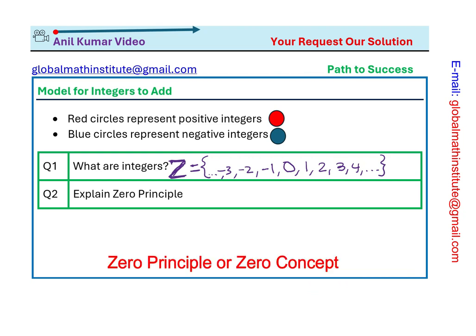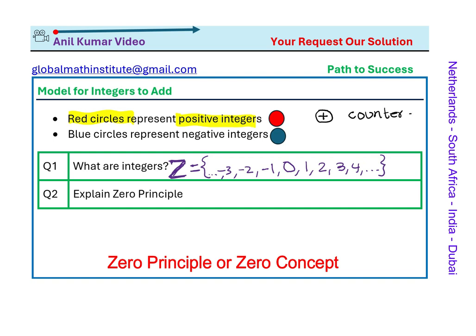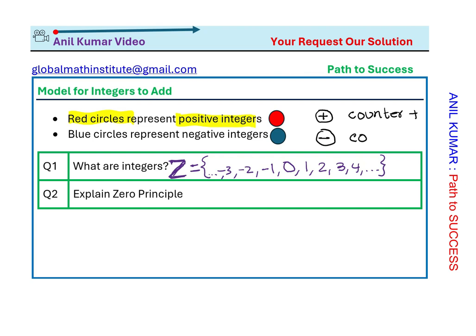Now we'll talk about zero principle. In this concept, we use counters. Here we're saying that the red counters are positive integers for us. While writing, I'll write it like this, a positive counter. And negative counters, which in color diagrams I'll show with a blue circle, are negative counters.